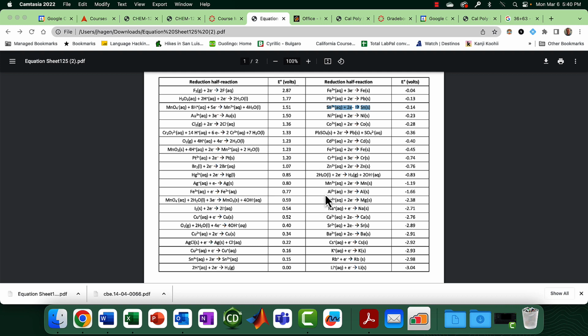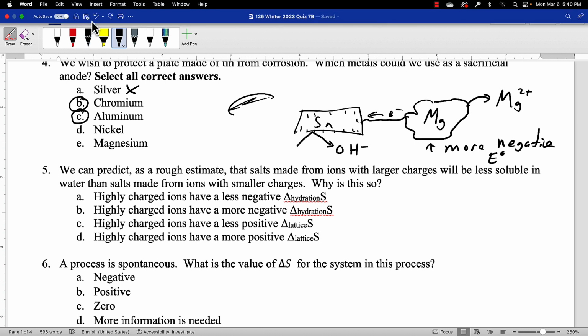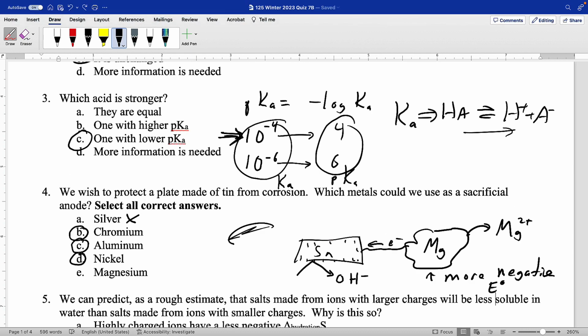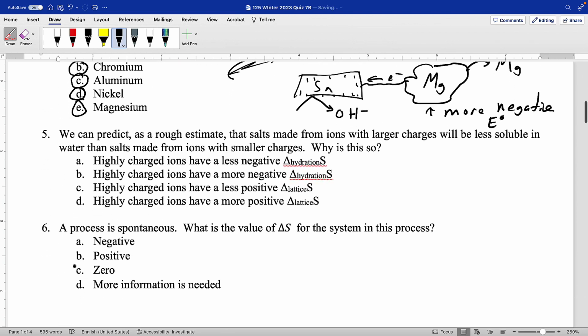Magnesium, aluminum, chromium, nickel. Those were all on our list, and they all have reduction potentials that are more negative than tin. So if we go to our problem here, we can see that we should circle several of these, right? So all 4 of those would be good candidates for a sacrificial anode. Silver's not because it's so electropositive.